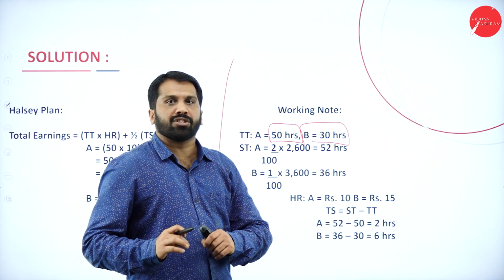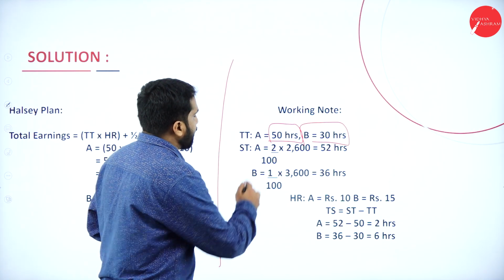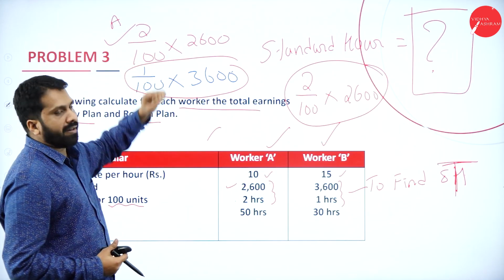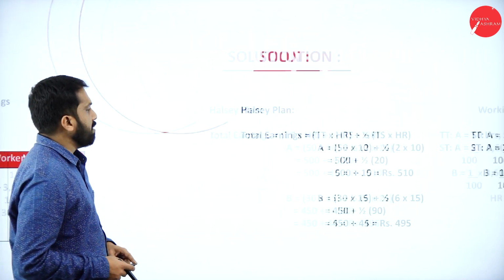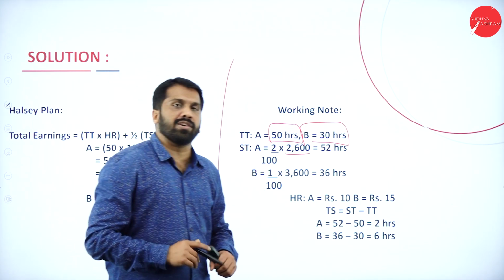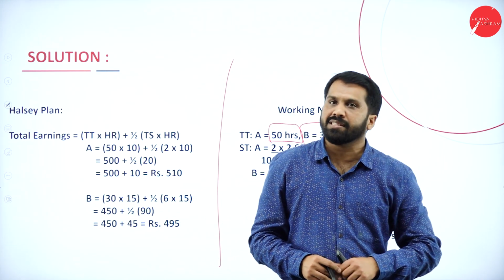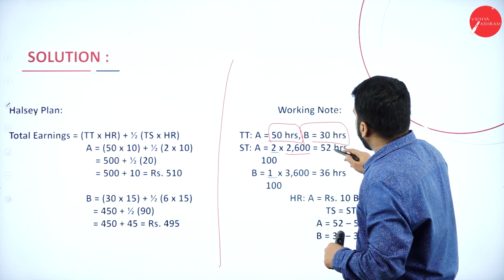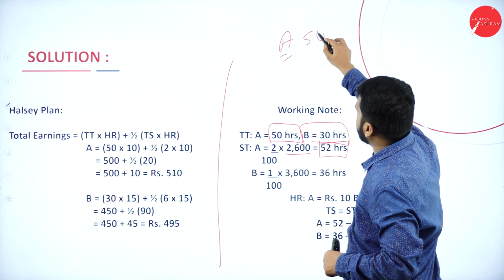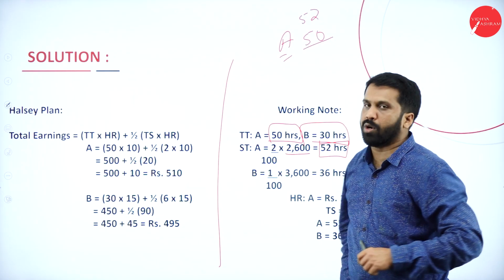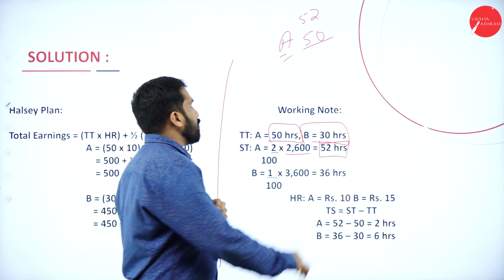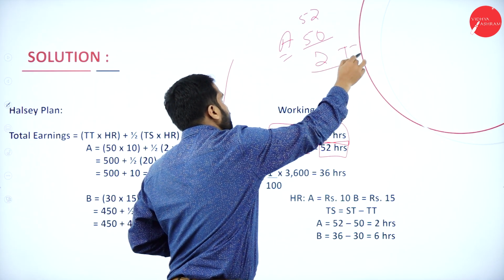As per this, we are supposed to calculate the standard time, as I just showed you: 2 divided by 100 into 2600. Similarly, 2 divided by 100 into 2600. What is your standard time? As per this, your standard time is 52. But A has taken 50 hours, while the standard time is 52 hours. So he has saved almost 2 hours. The 2 hours we call time saved.